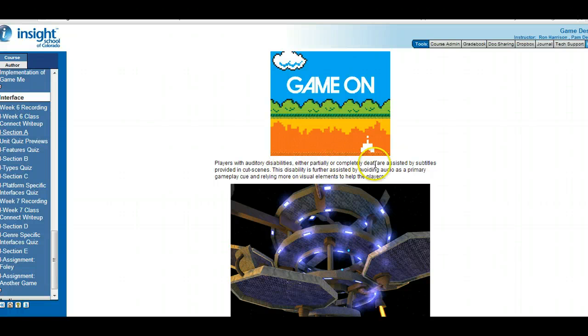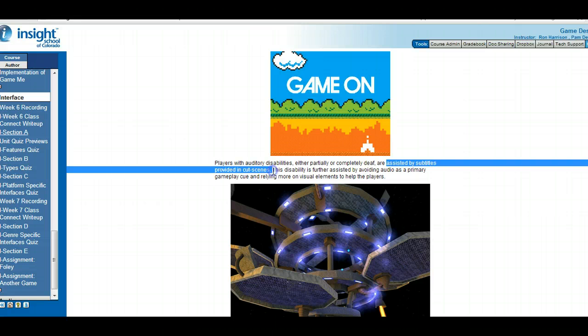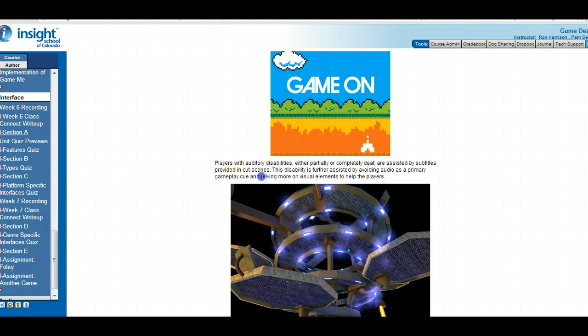Auditory disabilities, a couple ways those are addressed. You could have subtitles in the cut scenes, so people who cannot hear very well, they can read the subtitles. Also, they can rely more on the visual elements to help the player. So those are the 2 ways auditory disabled people can be helped in the games. Subtitles in the cut scenes, and rely more on visual elements to help the players.